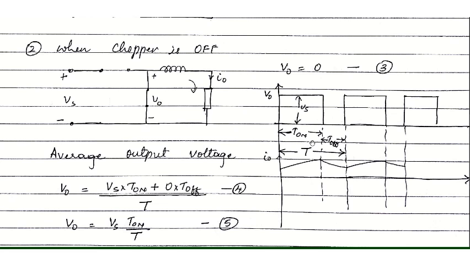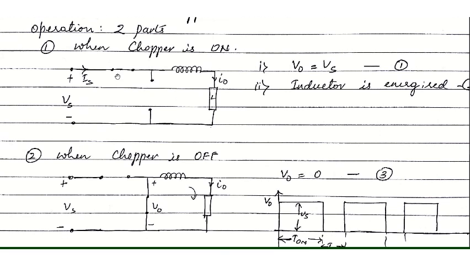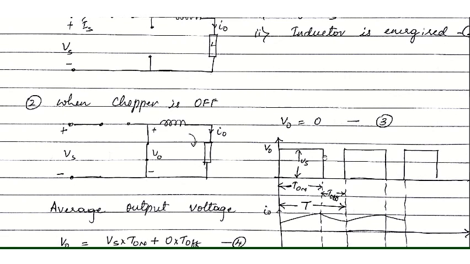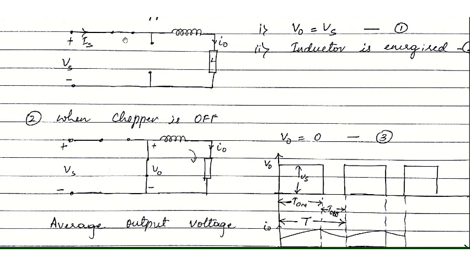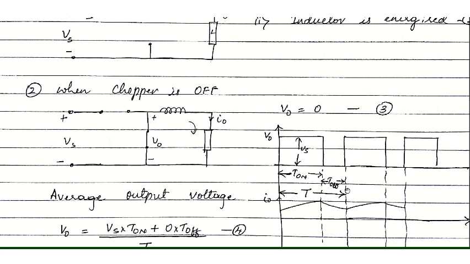For the T on period, when the chopper is on, the output you are getting will be equal to Vs. So it is indicated here, the output voltage is equal to Vs for the time duration T on, till the chopper is kept on. When the chopper is made off, say for time period T off, then you have no output voltage. So output voltage will be equal to 0. That is what is indicated here.